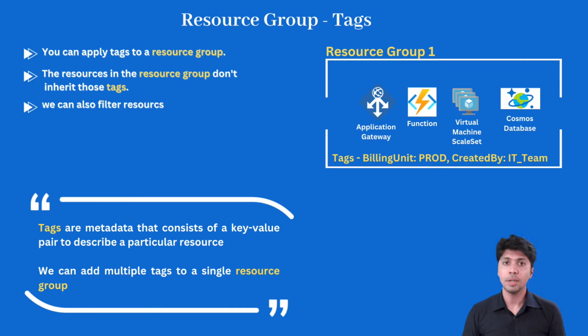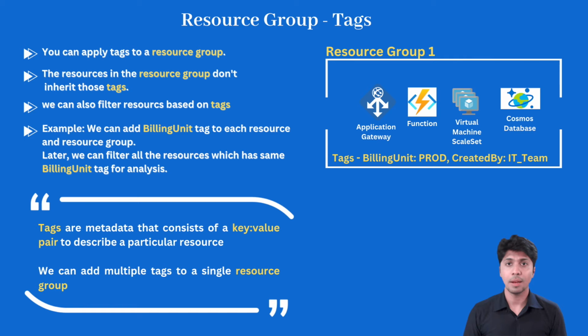We can also filter resources in Azure based on tags. If you have many resources, how would you filter them? Tags are the best way to go. A quick example: we can add a billing unit tag to each resource and the resource group. Later, we can filter all the resources based on the billing unit tag for analysis purposes. There are many other advantages of tags. We will go through them as we proceed ahead in this video.